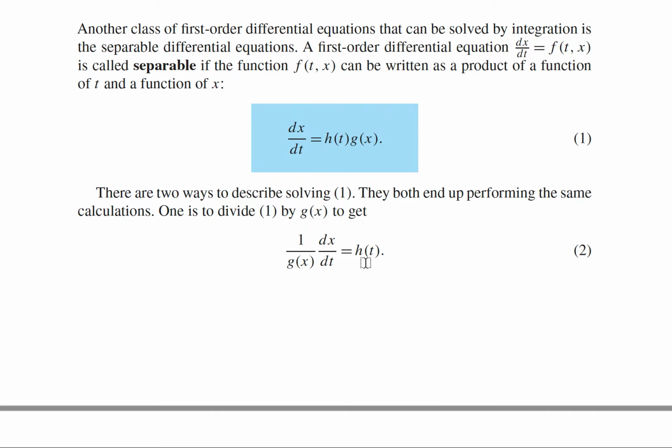Now, let us consider another equation. You have x prime is equal to x times (1 minus x). This equation is separable because you can group x to one side and t to the other side. So I multiply dt to the right hand side, and I divide x(1 minus x) to the left hand side.